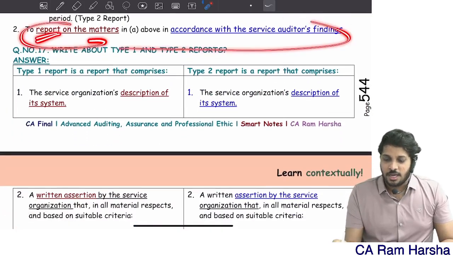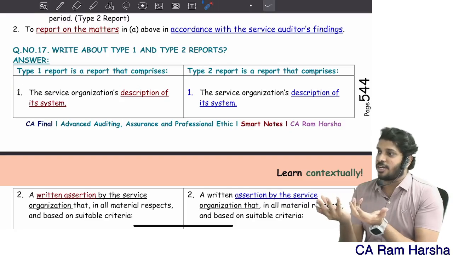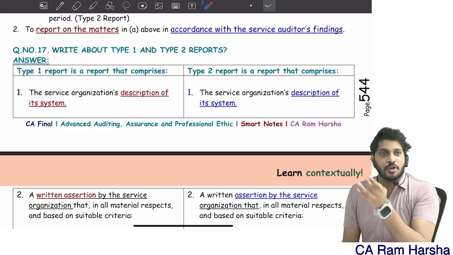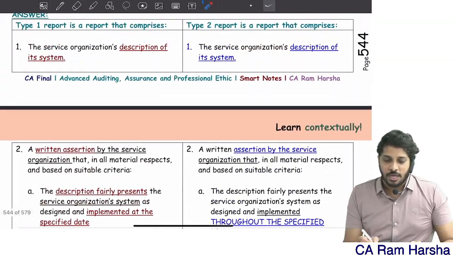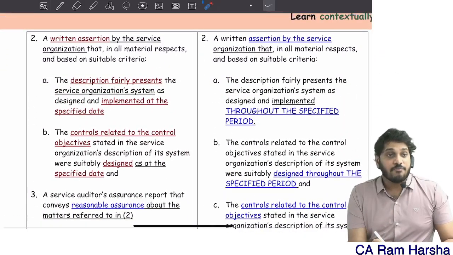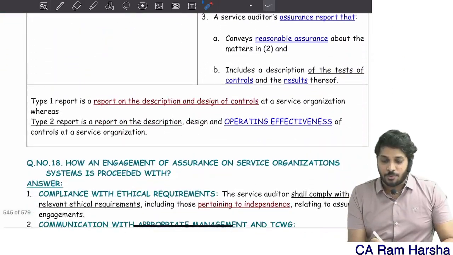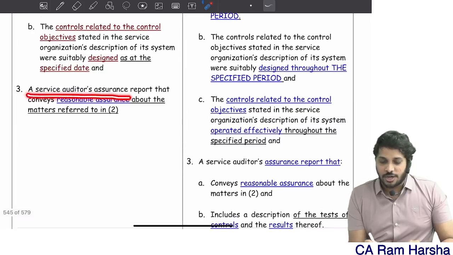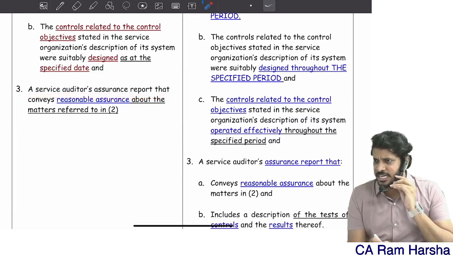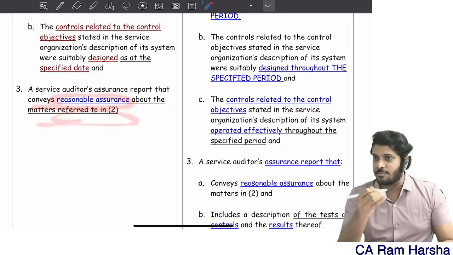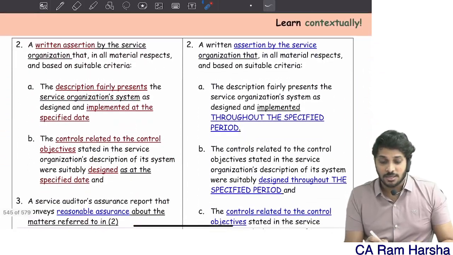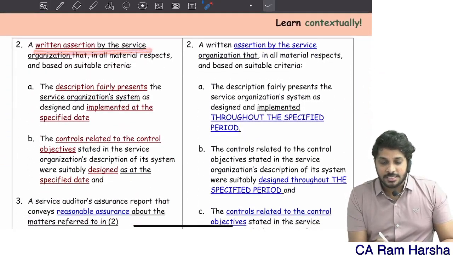And finally, once you get the reasonable assurance, you have to report it. How do you have to report it? Type 1 or Type 2, depending upon the scope of the engagement. What is a Type 1 report? A Type 1 report will contain an opinion. A Type 1 report is a service auditor's assurance report that conveys assurance on the matters referred to above. What matters? A written assertion by the service organization.